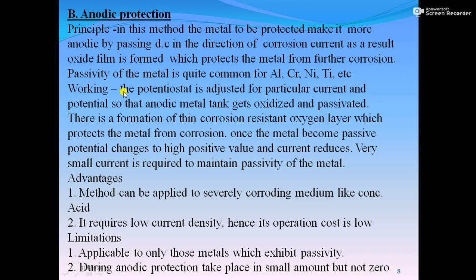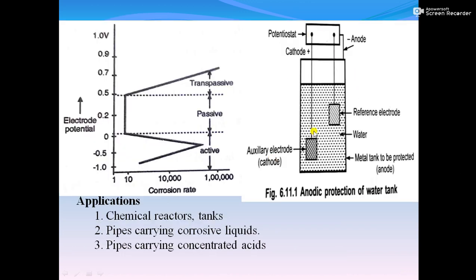But what is important? This is only applicable for metals which form a passive layer of oxide, like aluminium, chromium, nickel, titanium. For those metals it is applicable. The potentiostat is adjusted, as I will just explain with the help of the diagram. As you can see here, the potentiostat is shown. And suppose it is a metal tank which is to be protected, it is the anode.